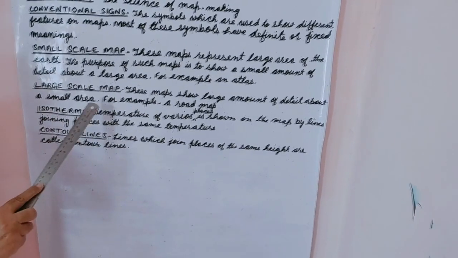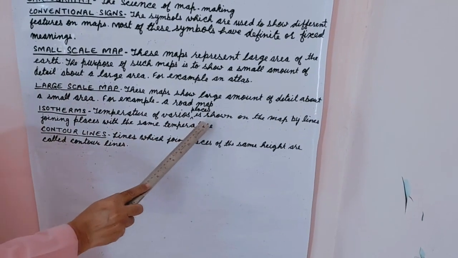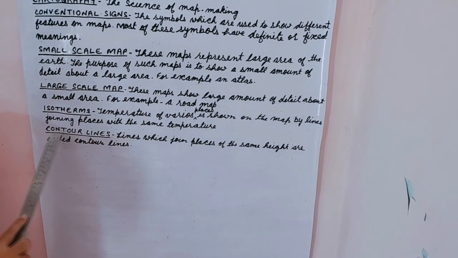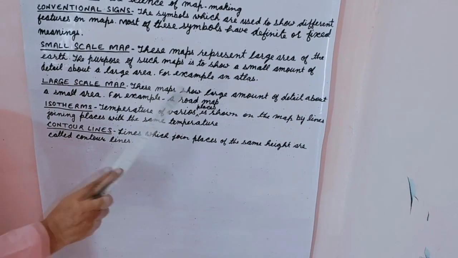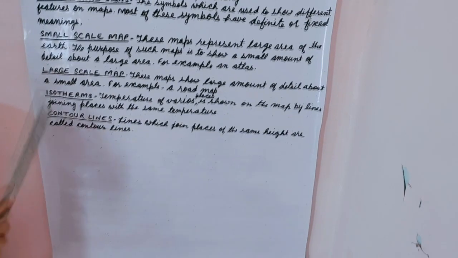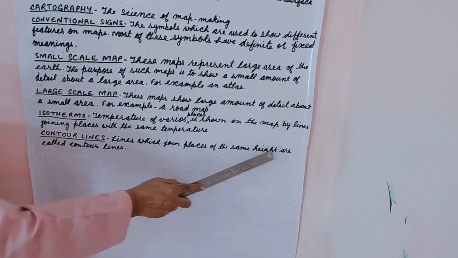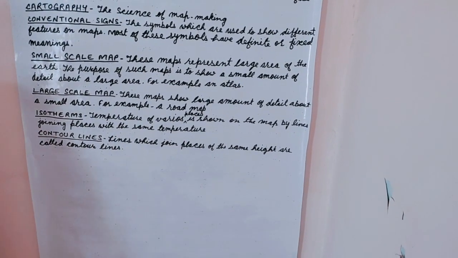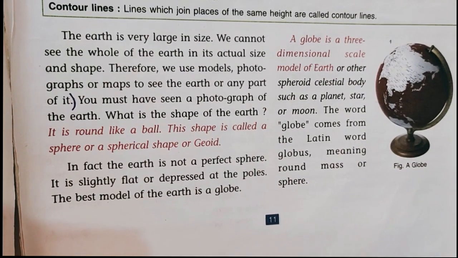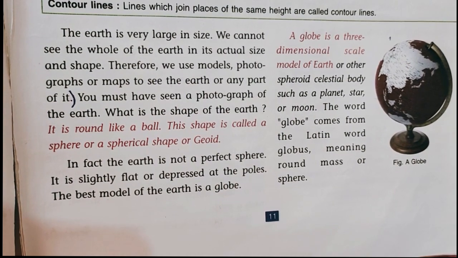Isotherms. Temperature of various places is shown on the map by lines joining places with the same temperature. Contour lines. Lines which join places of the same height are called contour lines. Now we will go through some important points of this chapter.